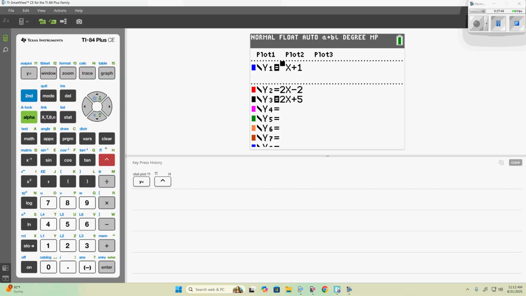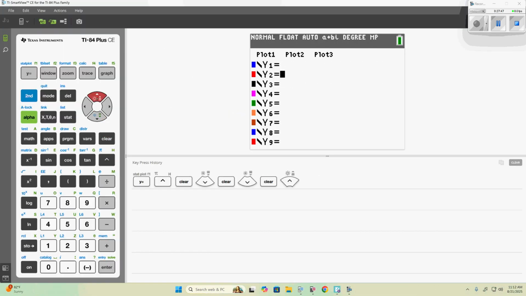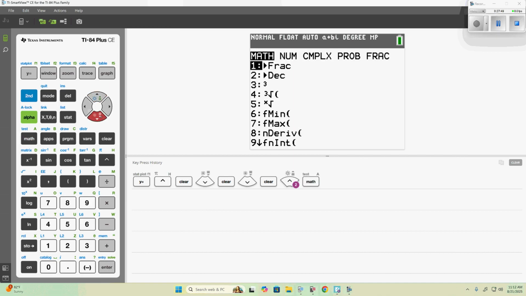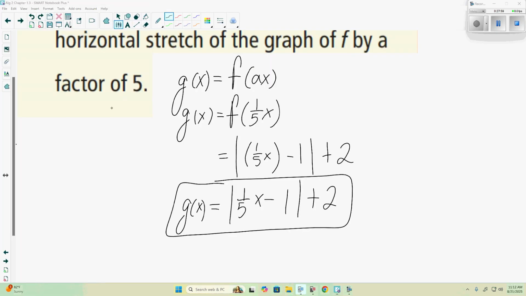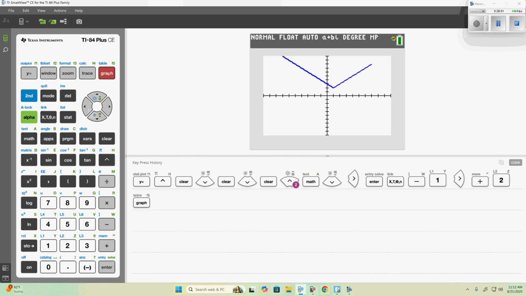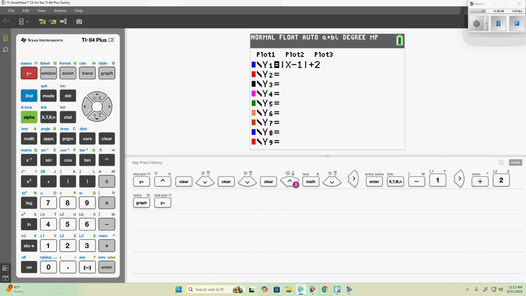Y equals, clear this out. Absolute value, x minus 1, was it plus 5? Plus 2. This is our graph, yes? Now it's going to move it a little bit and it's going to increase it wider.